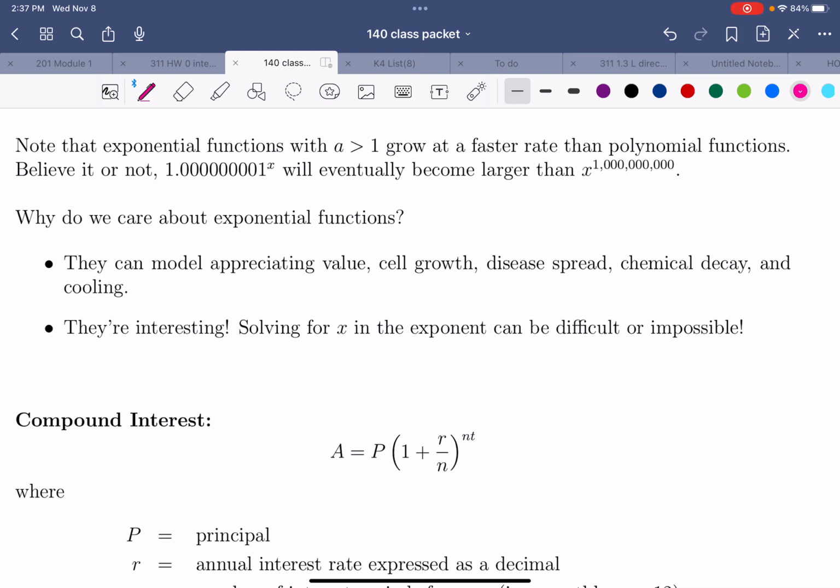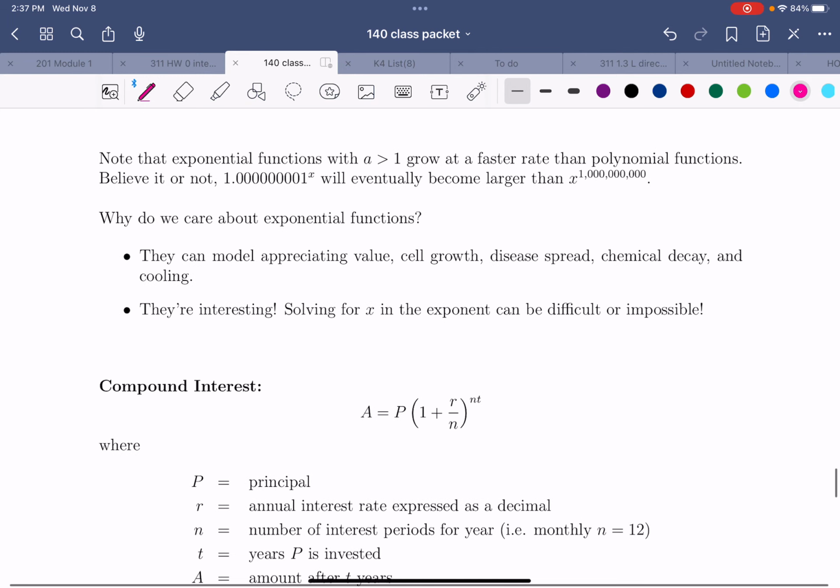Than polynomials. Okay. Now, why do we care about these? One, they model a lot of things. So appreciating value, like if you invest money, okay, like in a bank account, bacteria and cell growth, spreading of diseases, chemical decay, and cooling are all exponentially modeled. Okay, they're interesting. Solve for x and the exponent can be difficult or impossible. So the mathematics of how we solve and work with these can be a little more interesting than just add 2, divide by 5 kind of thing.